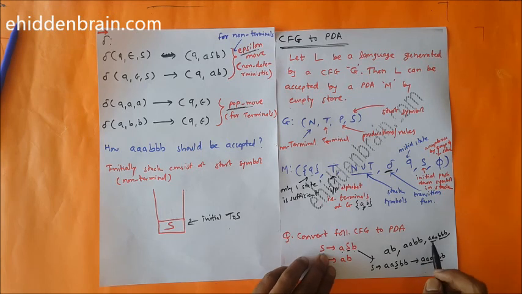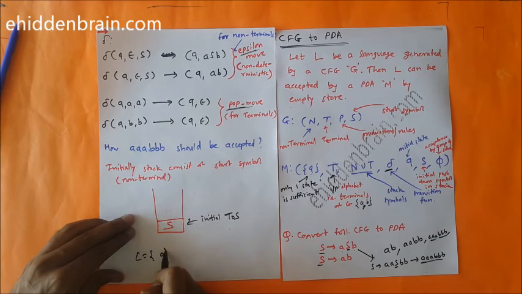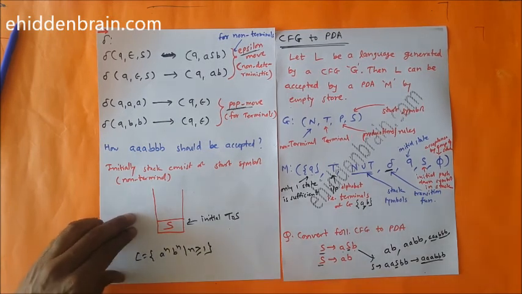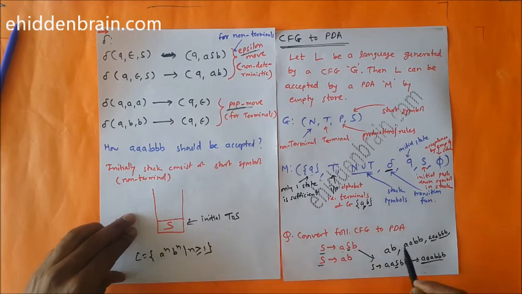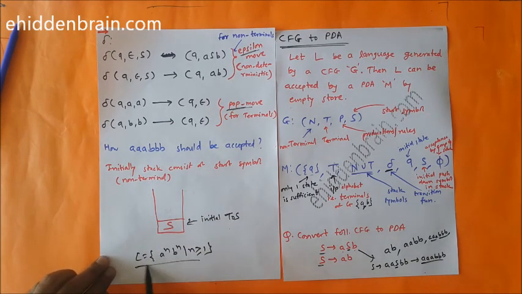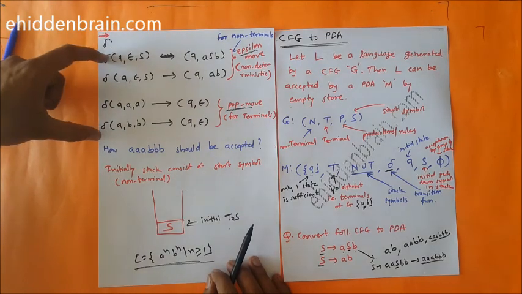It means this language is nothing but A raised to N, B raised to N, where N is greater than or equal to 1, because the minimum length is AB, then next is AABB, then 3 A's, 3 B's. That way you will get this language, right? Now you have to check whether this language is really accepted by this pushdown automata.